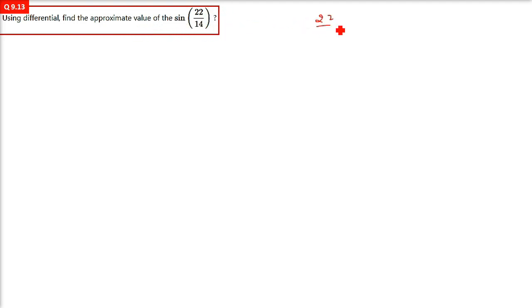Now 22 by 14, you have to understand this. It's 22 by 7 divided by 2. This is pi. Pi is 22 by 7. We know it by pi, we know it by 22 by 7, we know it by 3.14. So it's basically sine pi by 2 value they are asking.